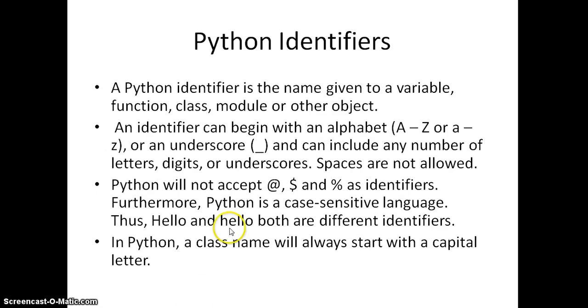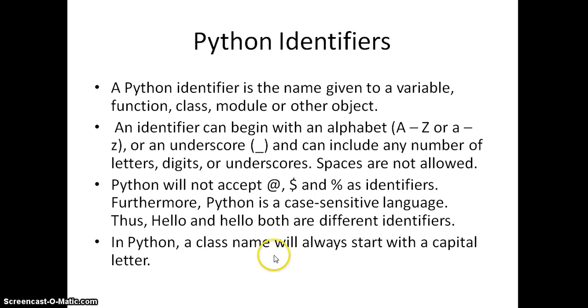Python identifiers. A Python identifier is the name given to a variable, function, class, module or other object. An identifier can begin with an alphabet, for example capital A to Z, small a to z, or an underscore. In this way an identifier can begin with an alphabet and can include any number of letters, digits or underscores. There is no restriction on the number, but spaces are not allowed, and special characters are also not allowed. Further, Python is a case sensitive language. Capital H and small h are interpreted as different variables.